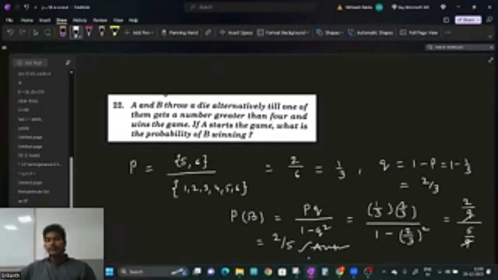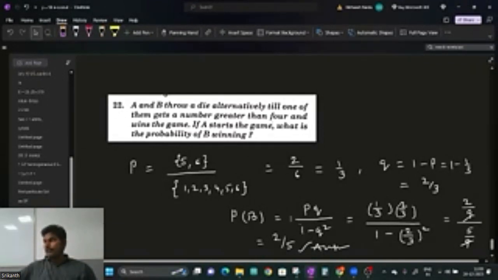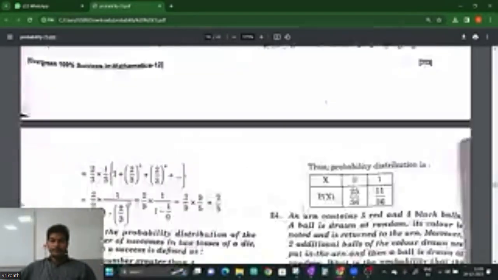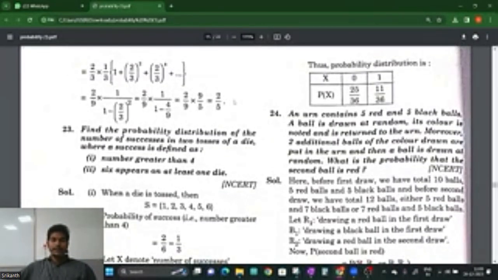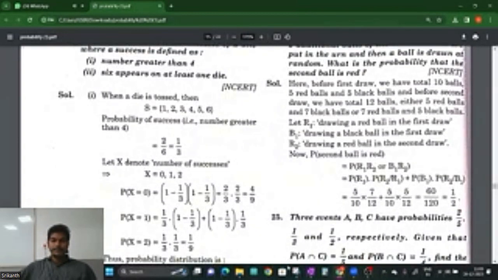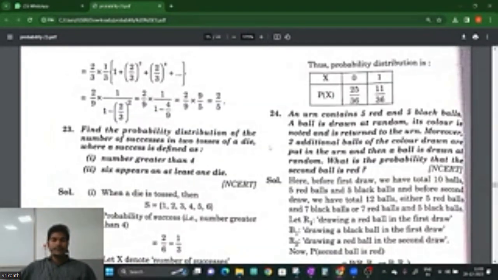This is a 3 marks question. Understood? You need to know the concept first, then you can do these questions. Next question. Check the answer, 2 by 5. Next, 23rd question. Copy this question. Find the probability distribution of the number of successes in 2 tosses of a die, where a success is defined as a number greater than 4 and 6 appears on at least one die. Copy this question. This is also the same concept.